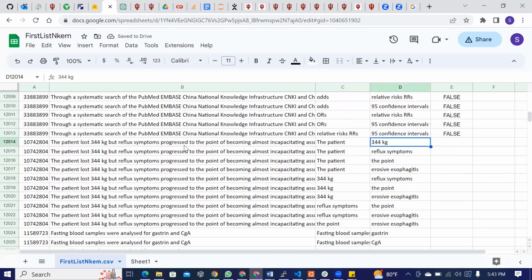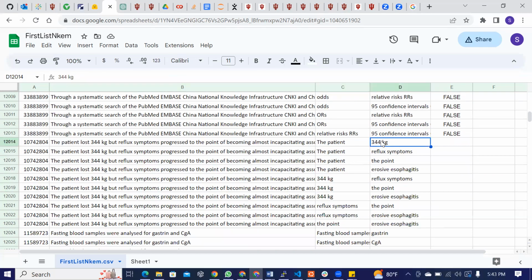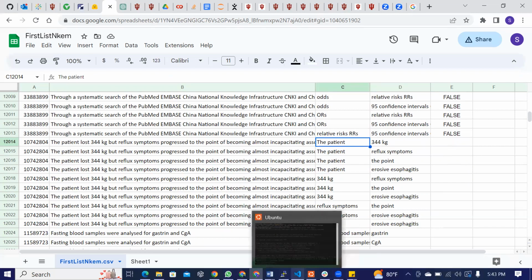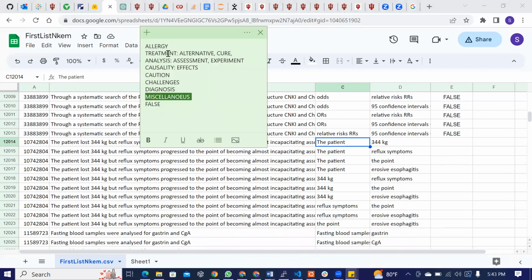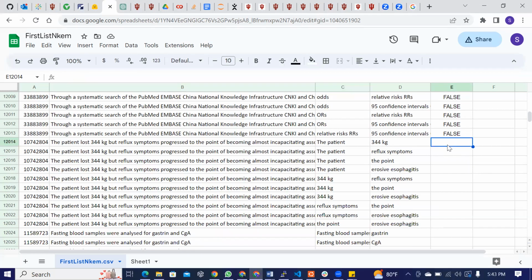So next thing we go into another sentence, this one: the patient lost 344 kg, but reflux symptoms progressed to the point of becoming almost incapacitating, associated with erosive esophagitis. Now the patient lost 344 kg. What is this? Go back to the table and see: is this an allergy? Is this a treatment? Is this an analysis? Is this a caution? Do you understand? Challenge, diagnosis. So miscellaneous is the word, because it's none of them. The patient, reflux symptoms.